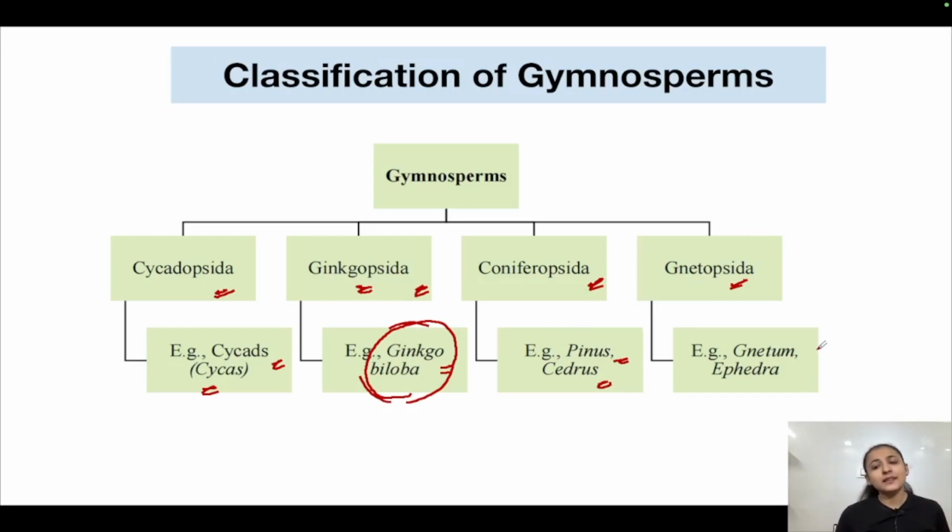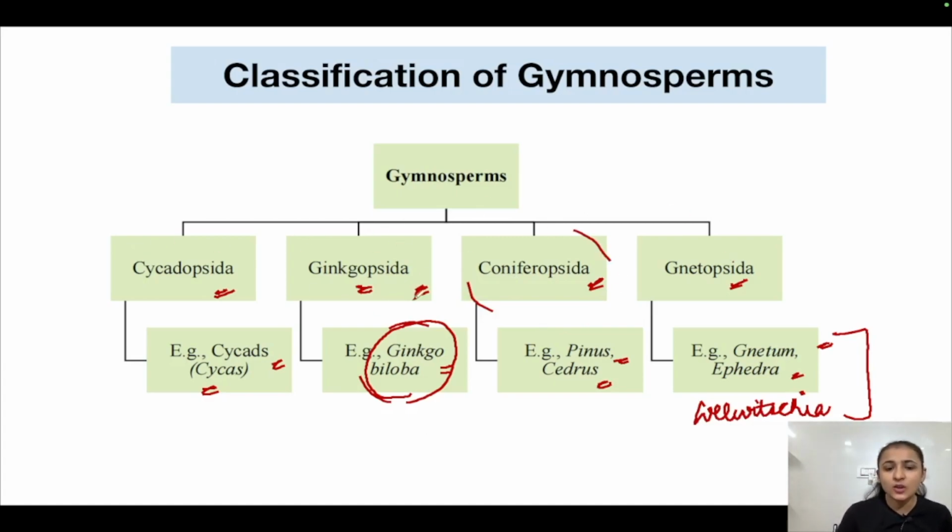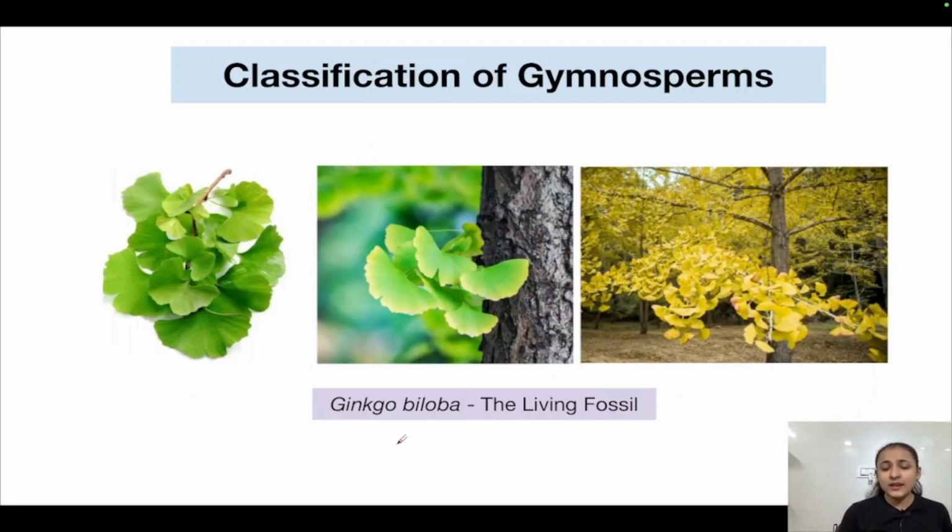Neetopsida में हमारा आता है Gnetum, Ephedra and Welwitschia. ओके, वेलविटशिया भी हमारा नीटोप्सिडा में आता है. सो ये 3 जेनेरा ही प्रेजेंट है हमारे नीटोप्सिडा में. सबसे बड़ा कोनिफेरोप्सिडा है, फॉलोड बाय साइकेडोप्सिडा, देन नीटोप्सिडा एंड एट लास्ट गिंकोप्सिडा, जिसमें सिर्फ एक ही जीनस प्रेजेंट है विच इज गिंकगो.